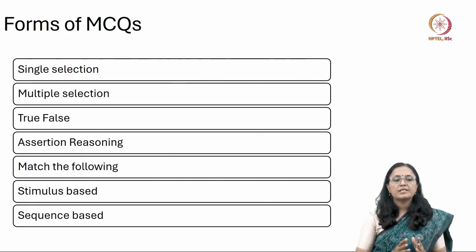So, we have single selection, multiple selection, true false, assertion reasoning, match the following, stimulus based, and sequence based. The nature of these questions is such that they can be automatically evaluated, and also these are more objective in nature because there is only one correct answer.